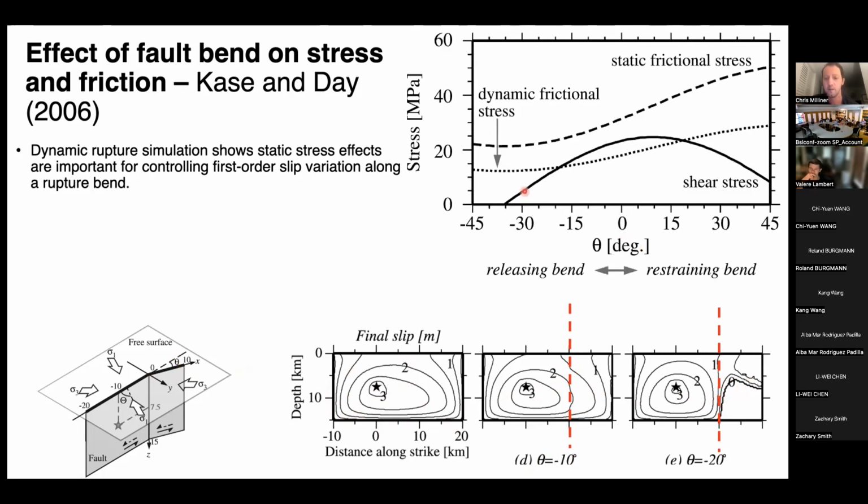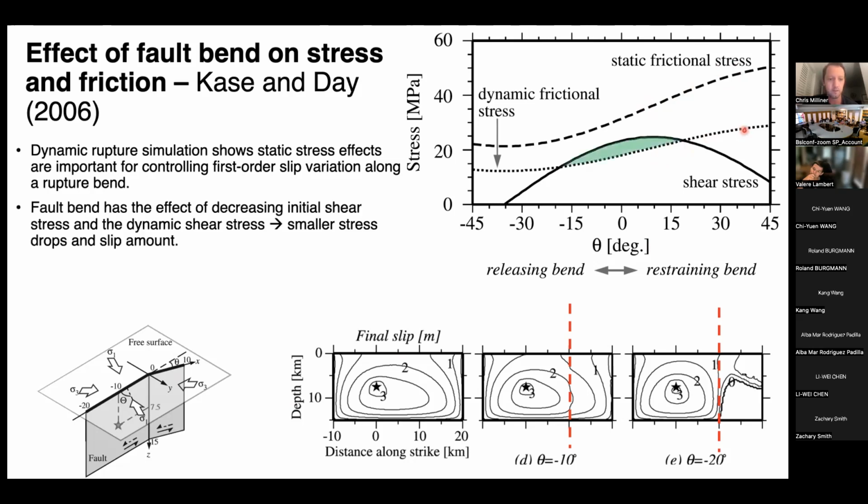And this is largely because as you change the bend angle shown here, with theta minus or releasing a restraining bend, you're changing the initial shear stress, and you're increasing the static friction and the dynamic friction. So as you increase that bend, it's starting to lower the shear stresses and increase the dynamic and static friction, and so that suppresses slip as we go to higher bend angles.